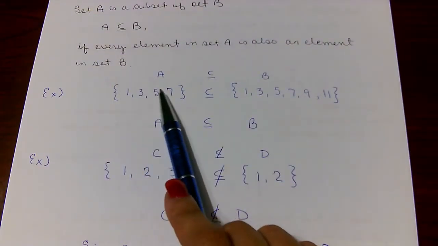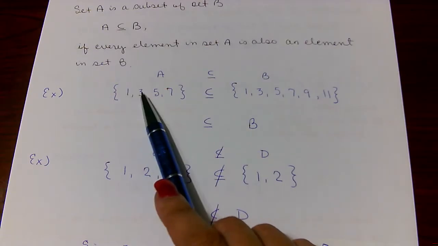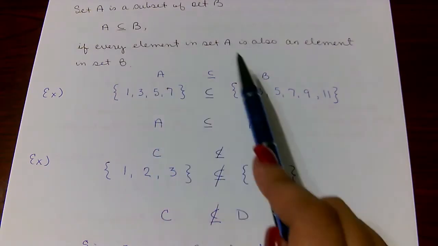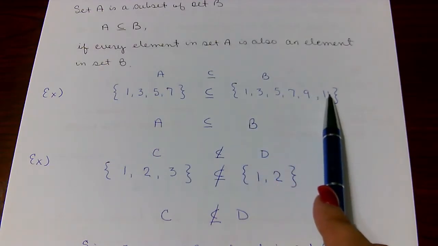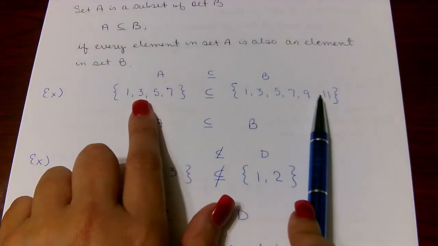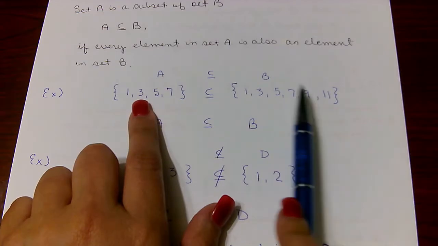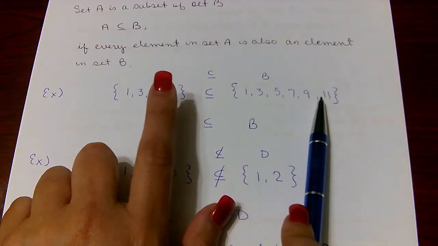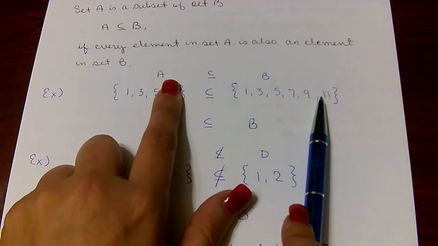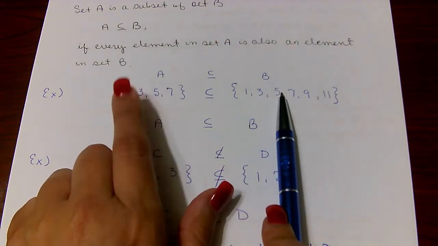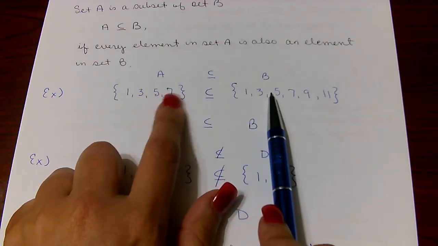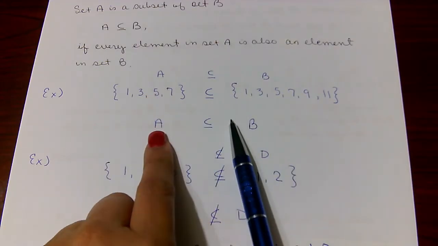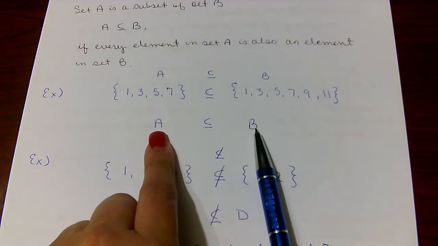If we look at the set A, we have the numbers 1, 3, 5, and 7. If we look at set B, we have 1, 3, 5, 7, 9, and 11. If every number in set A is also in B, then we can say set A is a subset of B. So 1, 3, 5, 7. So we can say A is a subset of B.